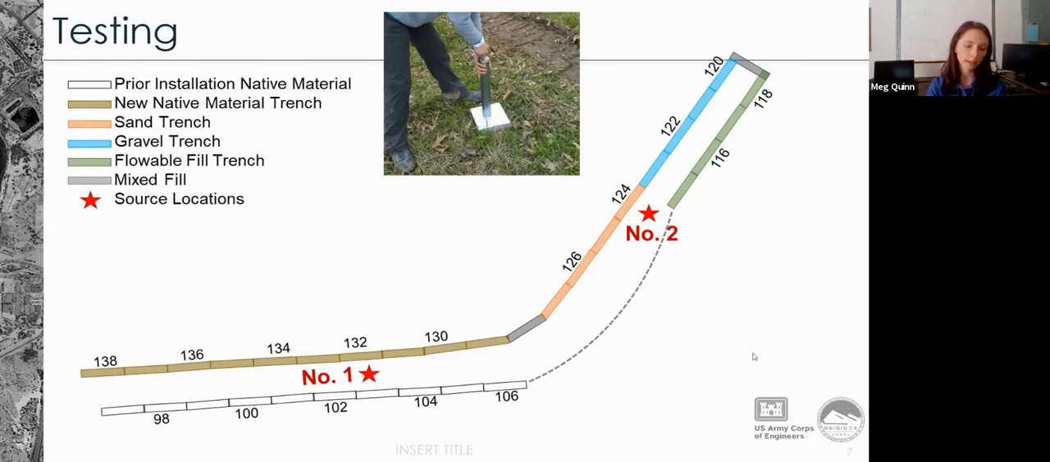A note on the flowable fill, for those who aren't familiar with it, it's an excavatable cementitious fill. Sometimes it's called a controlled density fill. It can be used if you're wanting to expand a footing or the material underneath a footing is poor and you want to have a known controlled material below that footing. Sometimes this sort of fill is used beneath it. So again, we were trying to test common fill materials used in construction.